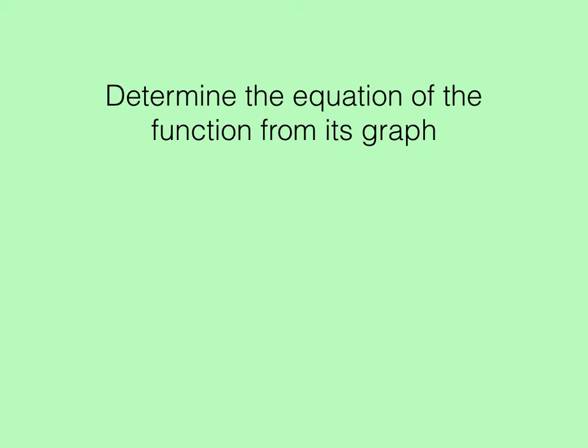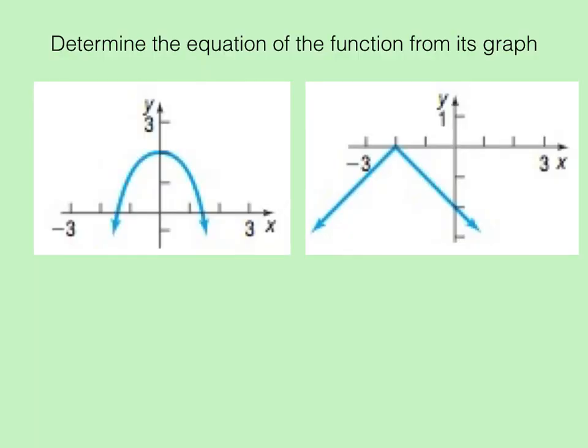We will be asked to determine the equation of a function from its graph. This first example is a quadratic function whose vertex is at 0, 2. It opens down. There are a couple of other points that are noted on the curve, which are located 1 over and 1 down from the vertex.